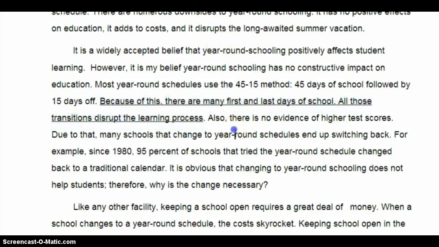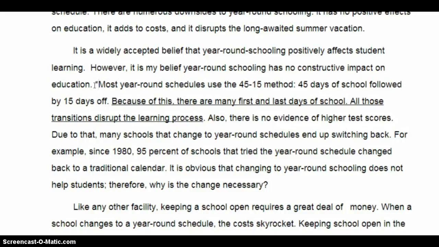Along with that, there was some evidence that you needed to know. So the first piece of evidence was that most year-round schools use the 45-15 method. And you were supposed to put stars around these. I'm just going to use asterisks here. So, followed by 15 days off. So that is your first piece of evidence for that.